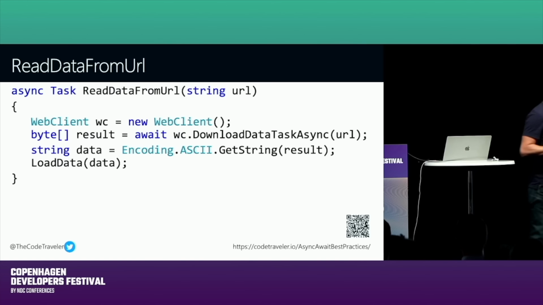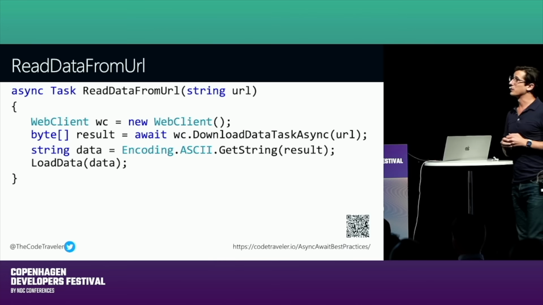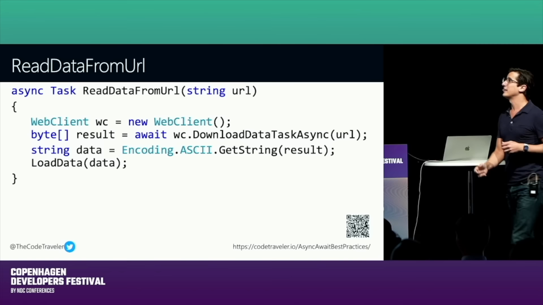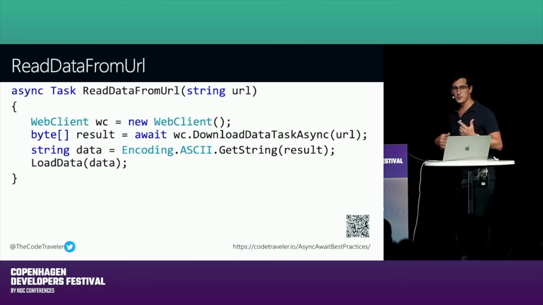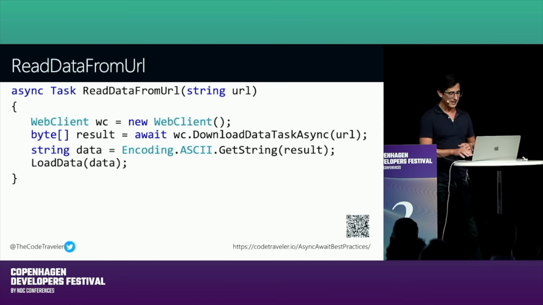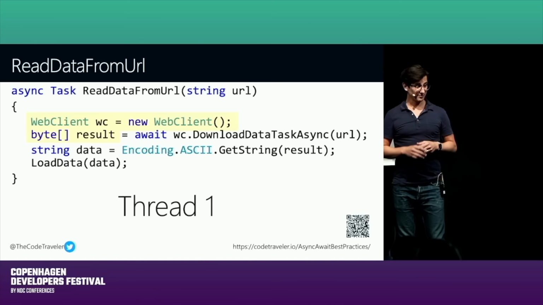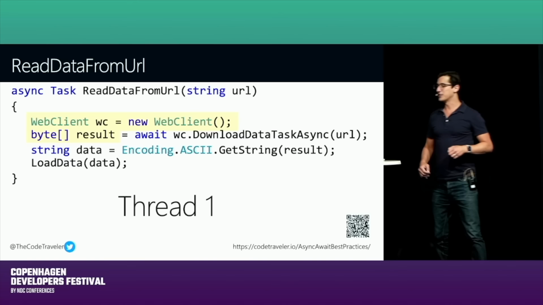What we're doing here is newing up a WebClient. We're calling DownloadDataTaskAsync. We're returning that as a byte array called result, encoding that into a string, data, and then passing that to a method called LoadData. Now, what's really going on here with async await, with multi-threading, is that the first thread is going to call this chunk of code. So let's say thread one calls this code. Thread one comes in, it news up WebClient, it initializes byte array result, and then it hits that await keyword. And as soon as our thread hits the await keyword, it goes away.